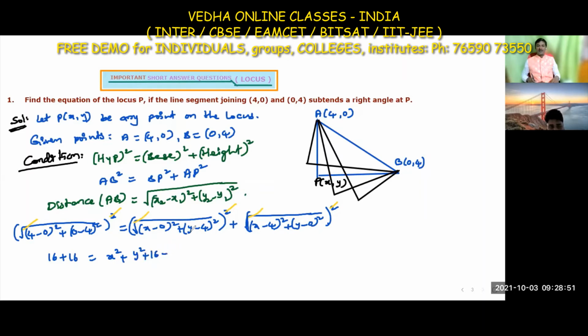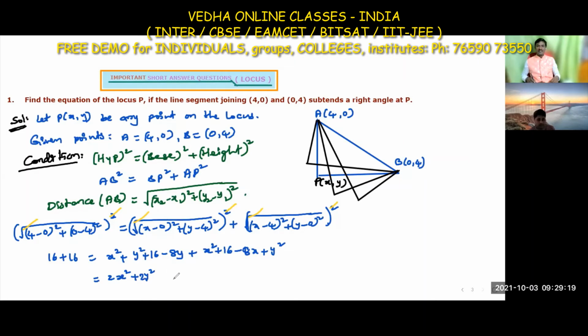Using (a minus b) whole square: y square plus 4 square, which is 16, minus 2ab, that is 2 into 4 into y, which is 8y. And x square plus 16 minus 8x. Then y minus 0 whole square is y square. Here 16 and 16; x square and x square is 2x square; y square and y square is 2y square.